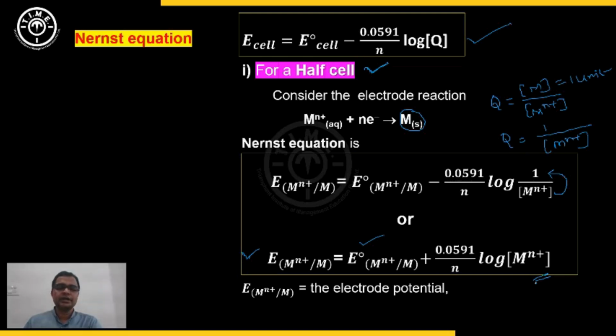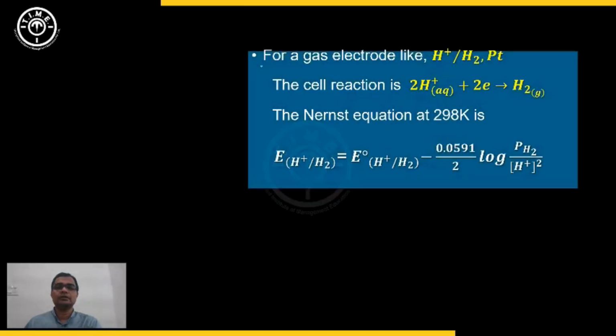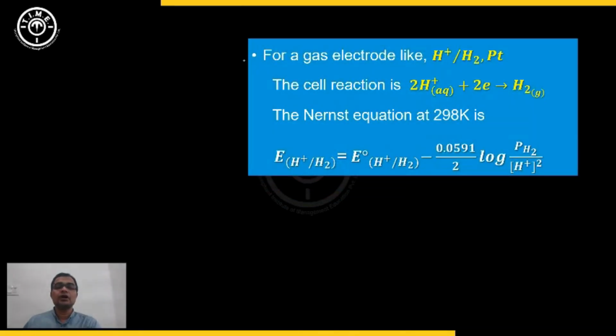Here E of Mn plus ion to M is called the electrode potential of the metal electrode. Next, E naught of Mn plus ion to M is what? The standard electrode potential of the metal. Next, we discuss how the Nernst equation is applicable for a gaseous electrode.